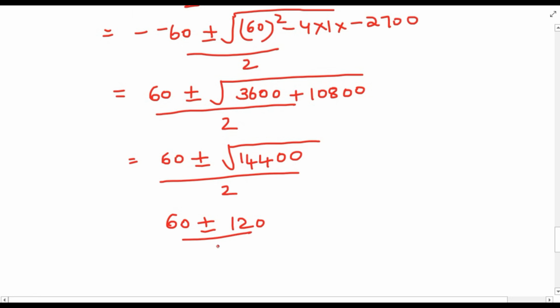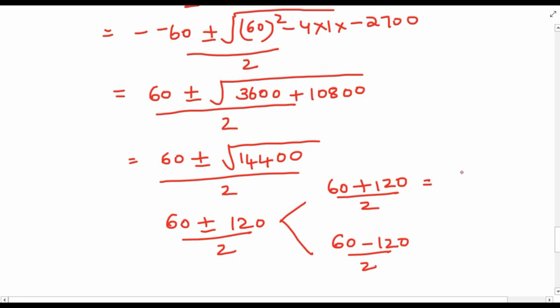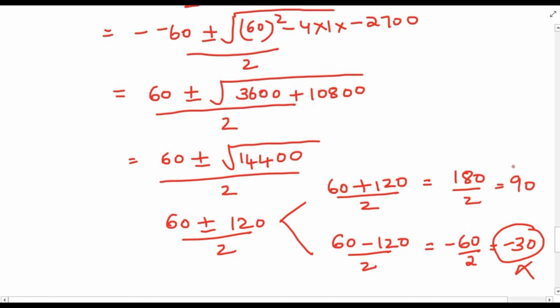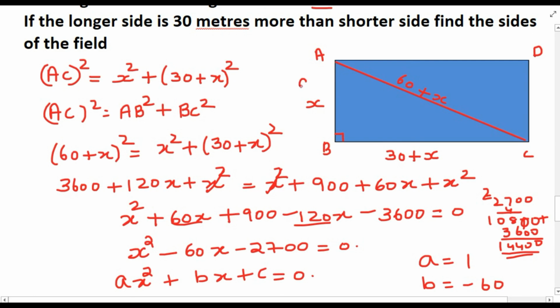So split this into 2: 60 plus 120 divided by 2 and 60 minus 120 divided by 2. So this is 180 divided by 2, which is equal to 90, and this is minus 60 divided by 2, equal to minus 30. Length cannot be negative, so this value is rejected. So the shorter side is 90. Shorter side is 90 and the longer side will be 90 plus 30, that is 120. So the sides of the field are 90 and 120. Thanks for watching my video.